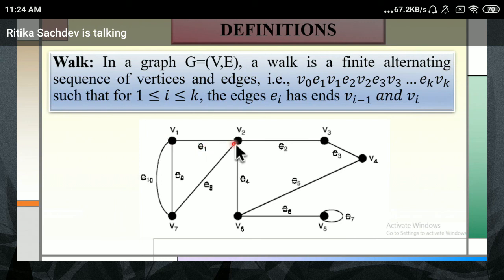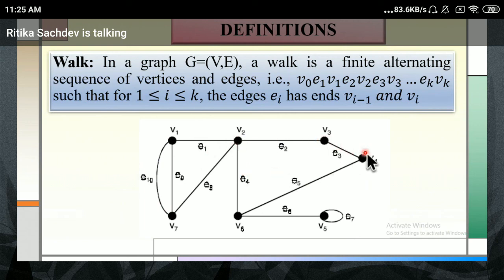Now, why am I saying V1 to V2? Because there might be an alternating path also. Instead of taking E1, I could have taken this path, which is E9. So I could have taken V1, E9, V7, E8, V2, E2, V3, E3, V4. Either I could have taken a direct path, or I have taken this particular path from V1 to V7, V7 to V2, and then V2, V3 to V4.